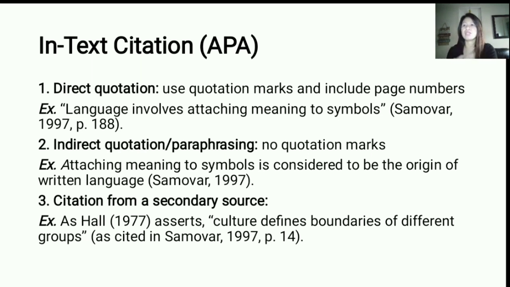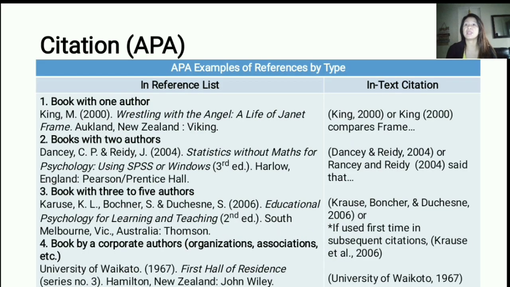And number 3, we have citation from a secondary source. So in this example, you will see 2 sources. The original source is Hall, and his work was published in 1977. The work of Hall was cited by Samovar in his work, which was published later, which was in year 1997. Here's some examples of referencing and in-text citation.